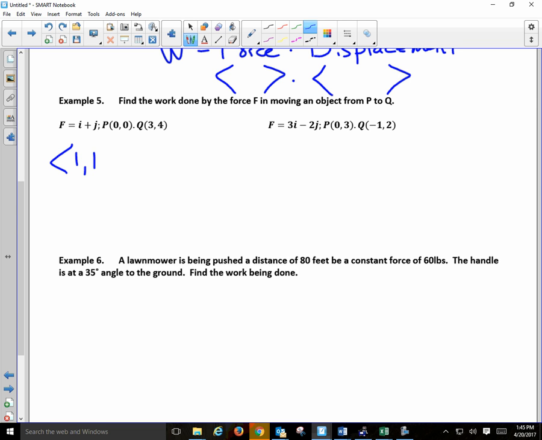So all I do is I take my force vector, which is 1, 1, and I multiply by a displacement vector. So the displacement is how far has it moved? It's moved from P to Q. So how many units horizontally has it moved? How many units vertically has it moved? Multiply, what do we get? 3 plus 4 is 7. So 7 is the work being done.